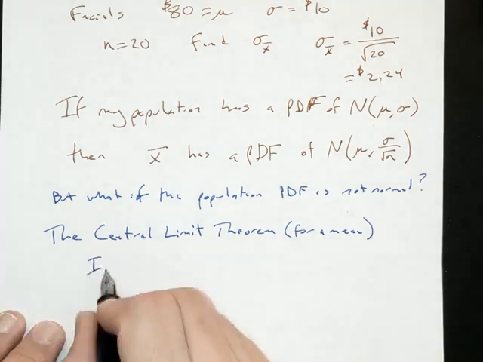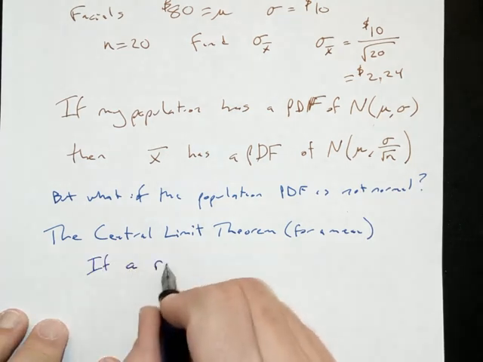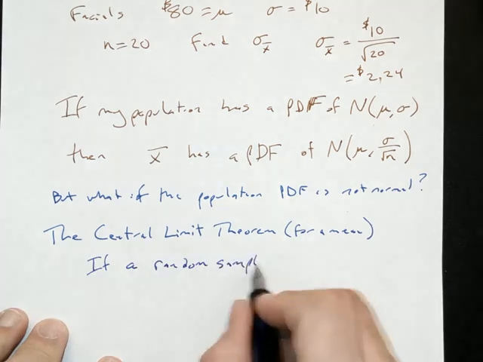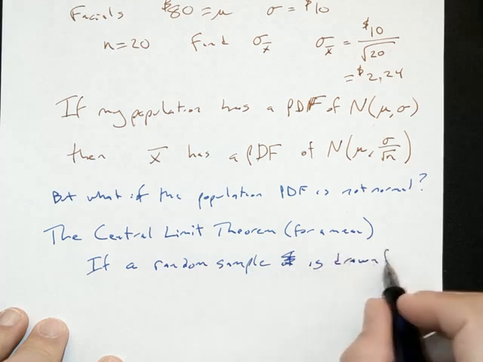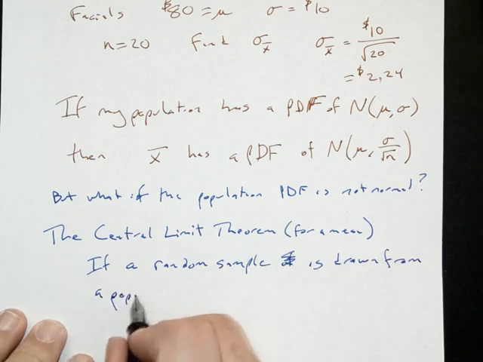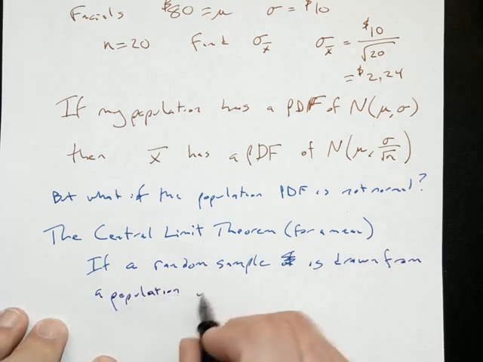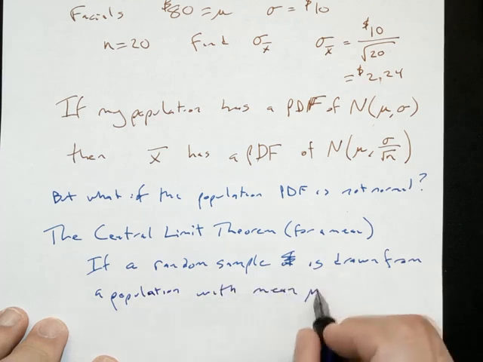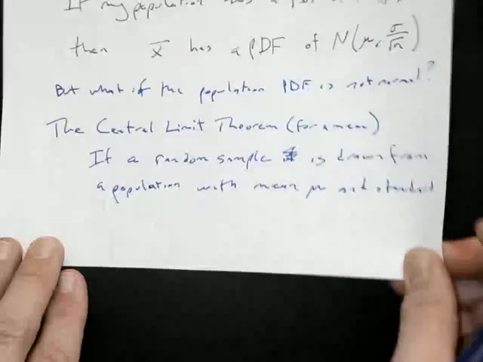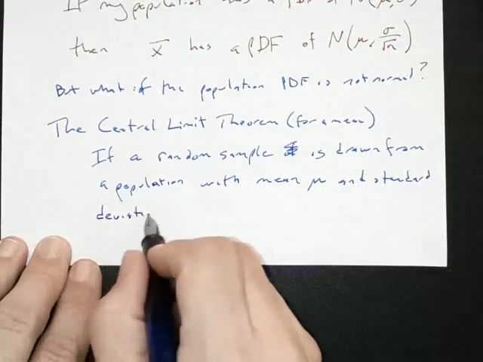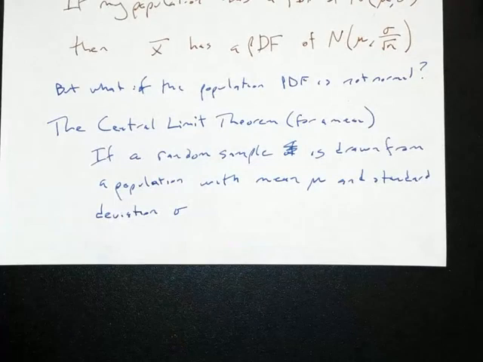If a random sample is drawn from a population with mean mu and standard deviation sigma, I don't care if that's a uniform or a normal or an exponential or a triangular or any other of the PDF functions we didn't talk about. I don't care what that PDF looks like.